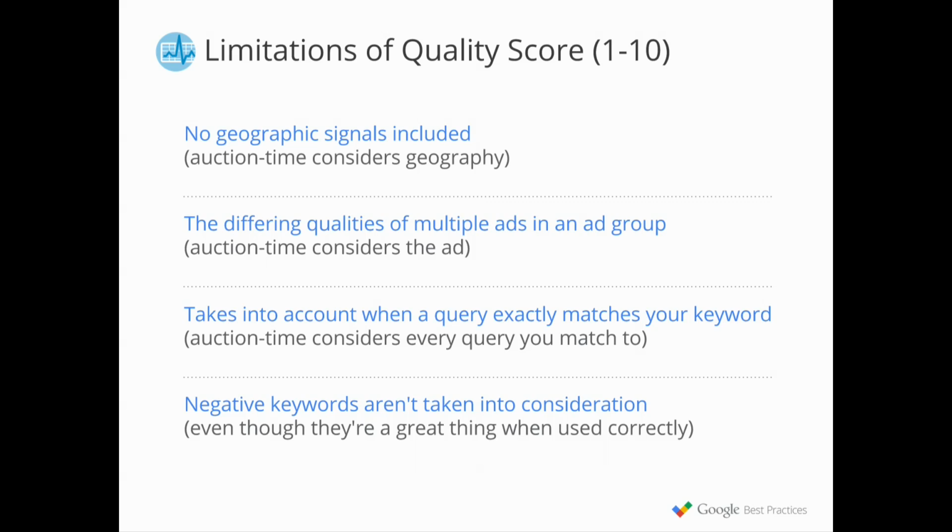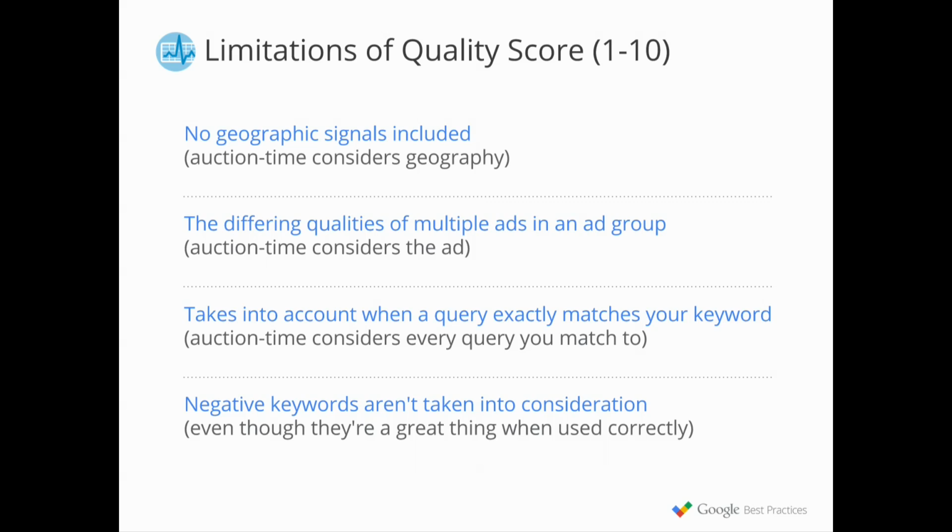So 1 to 10 quality score doesn't look at geographic signals, but auction time, like I said, considers geography. Another thing is we love ad testing. Ad testing is a beautiful thing. I've actually co-hosted other HOAs about ad testing. You should definitely do it. But at the time of the auction, your keyword's going to be paired with different ads depending on what tests are going on for you. And so that user may respond differently to your ad text, and that's actually not reflected in the 1 to 10 quality score. But it is part of your auction time quality.